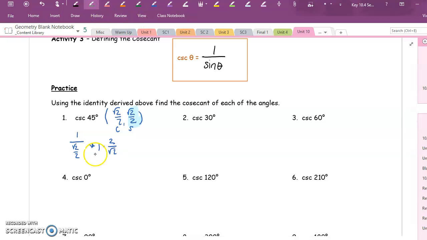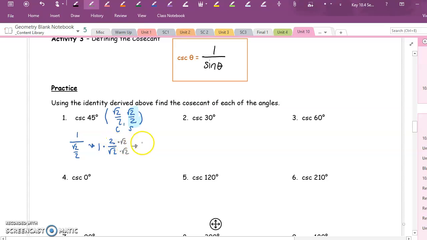And we have to rationalize the denominator. So I'm going to multiply the top by square root 2 and the bottom by square root 2. So we have root 2 times root 2, which is 2 square root 2, over root 2 times root 2, which is 2. We need to simplify, so we can cancel out the 2's, and we're left with square root 2.